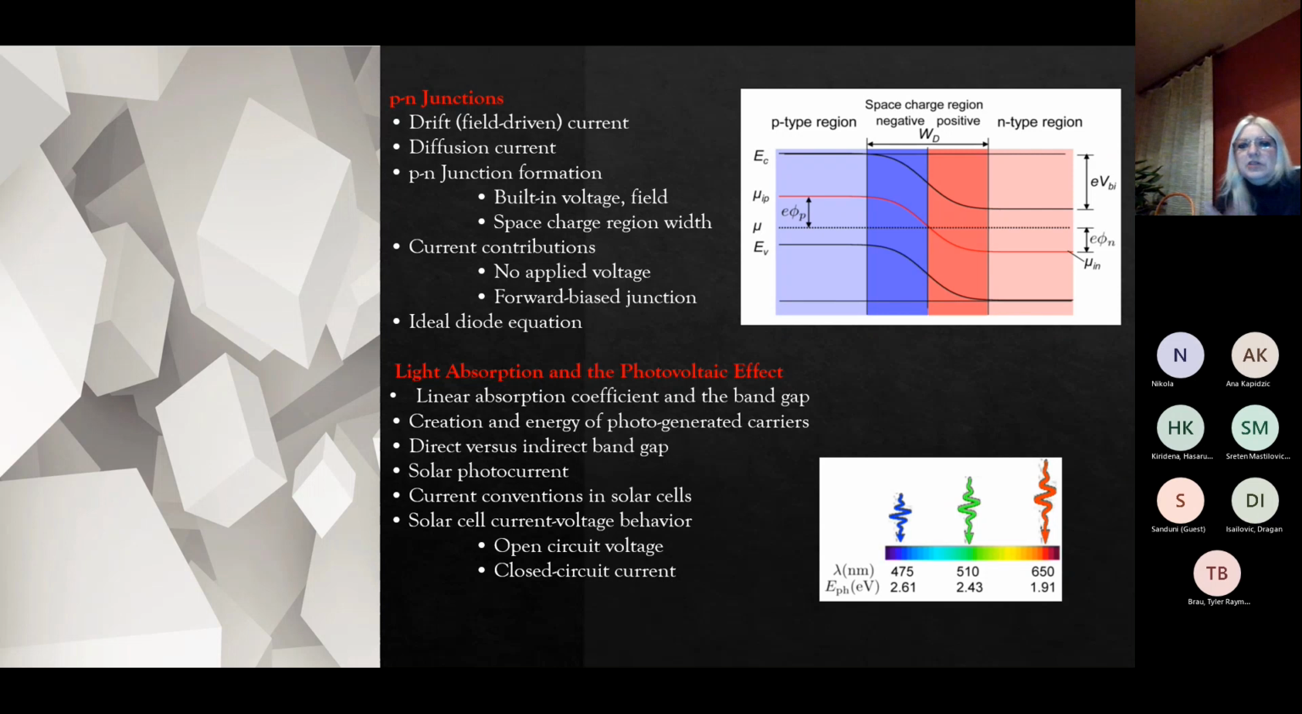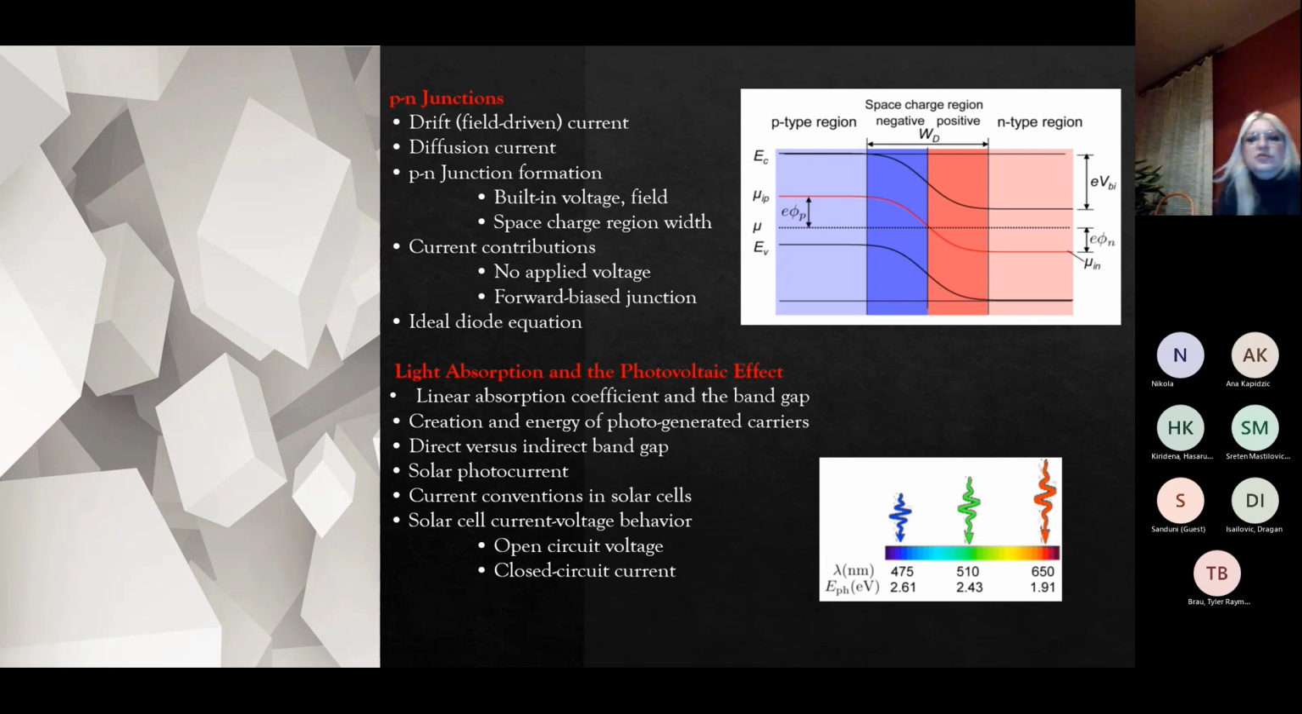Then we talk about the creation of photo-generated carriers and their energy, and then we see what is the difference between the direct and indirect band gap, because the solar cell can be made from the direct and from the indirect band gap. Then we're going to end up with the equation for the solar photocurrent, and then we say something about the current convention in solar cell.